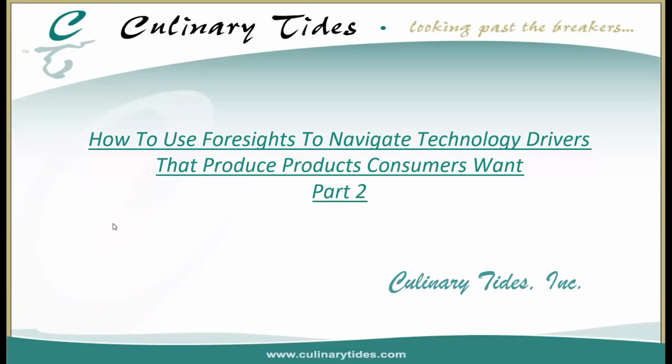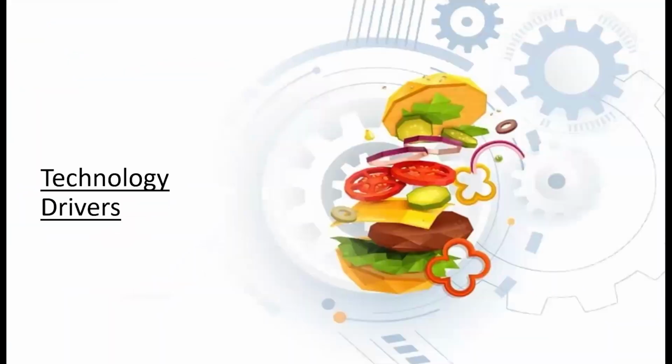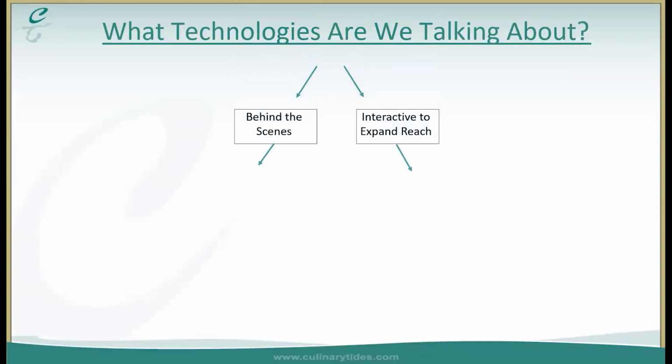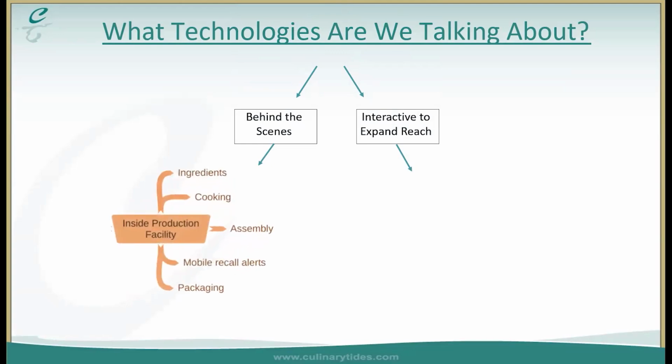Welcome back. This is part 2 of how to use Foresights to navigate technology drivers that produce products consumers want. So let's dive into technology drivers themselves. What technologies are we talking about? There are two types: behind the scenes, but also interactive. And this would be to expand your reach, new clients, new consumers.